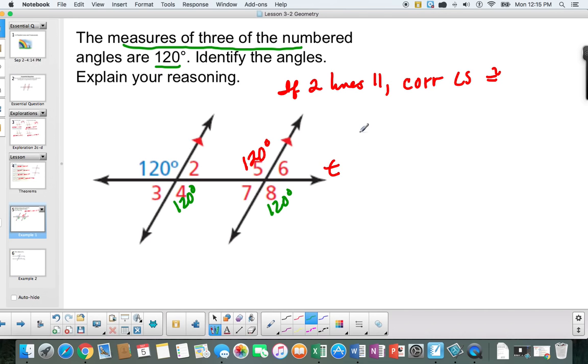Let's extend this by continuing to find the other angles. These are supplementary, so these are 60, vertical 60. Again, linear pair and supplementary 60, and these are 60. Okay, let's look at the big picture. And the big picture is when you have parallel lines, 4 of the angles will be the same measure, and the other 4 will be the same measure.